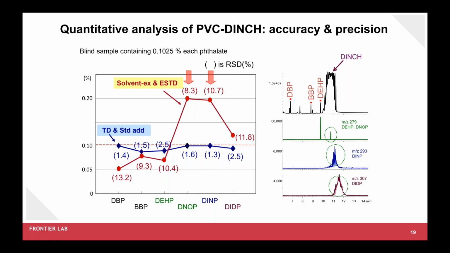On the other hand, the thermal desorption technique, shown here as a blue curve, gives an almost constant response for all the 6 phthalates, very close to the theoretical value, with an average precision of 1.8% RSD. And this accuracy can be obtained as the phthalates are thermally extracted from the mixture and unique quantification ions are used to distinguish them from one another.